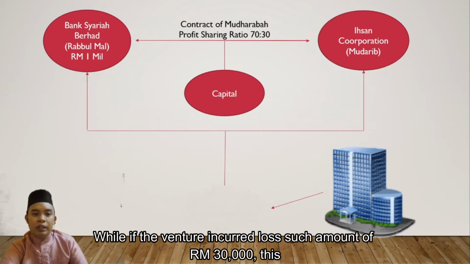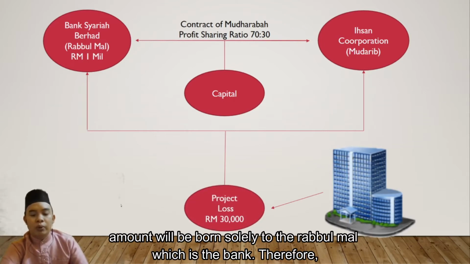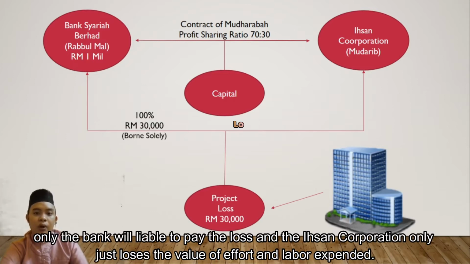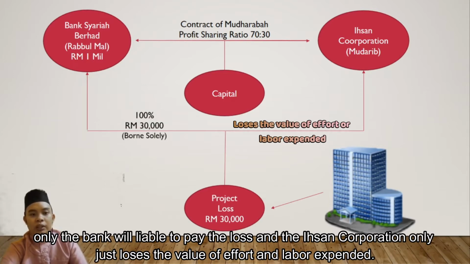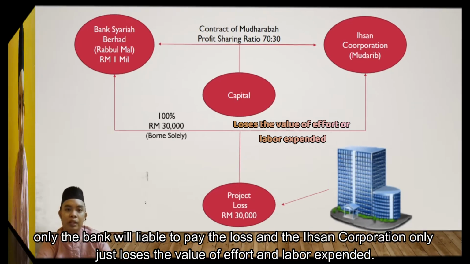While if the venture incurs a loss of such amount of 30,000 ringgit, this amount will be borne solely by the Rabbul Mal, which is the bank. Therefore, only the bank will be liable to pay the loss, and the Ihsan Corporation just loses the value of effort and labor expended.